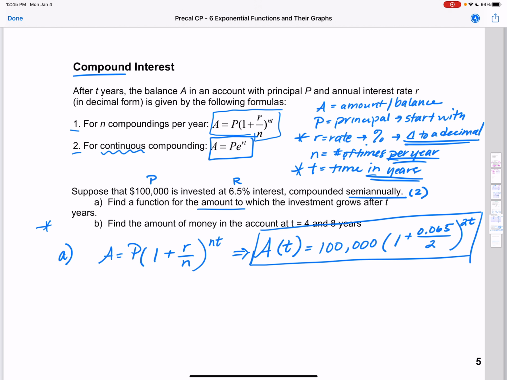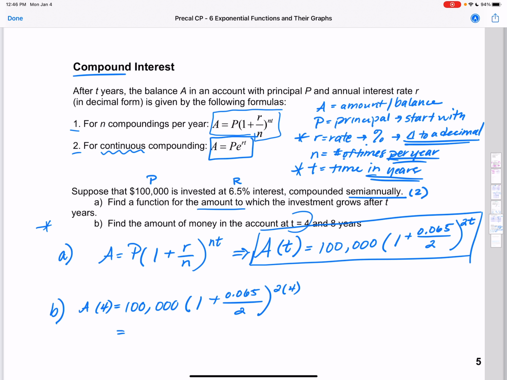So then in part B, it says find the amount of money after 4 years and after 8 years. So the amount after 4 years is going to be this equation that we just wrote, and then 1 plus 0.065 over 2, to the 2 times 4, because that is replacing my t, 4 years.